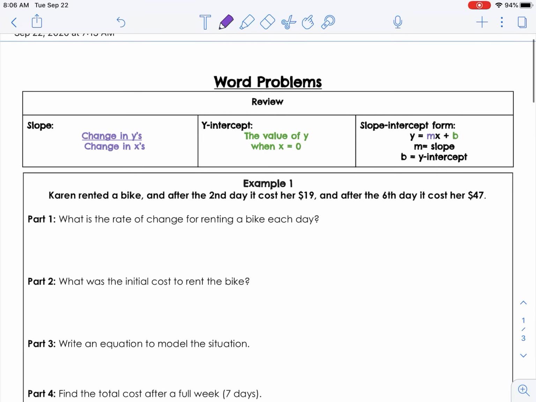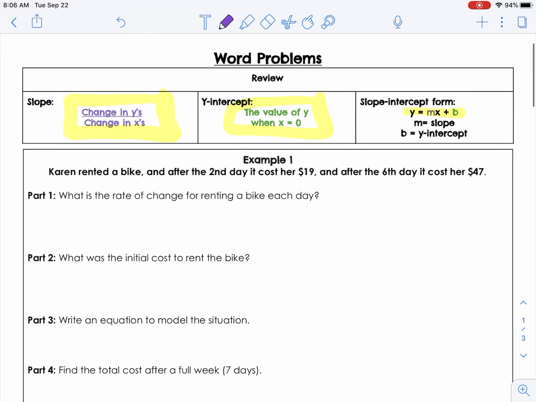Hey guys, today we're going to look at some word problems using slope and y-intercept. So we just want to remember that slope is the change in y's over the change in x's, and the y-intercept is the value of y when x is 0, or our initial point. And then remember, slope-intercept form is y equals mx plus b. So let's look at the first one.